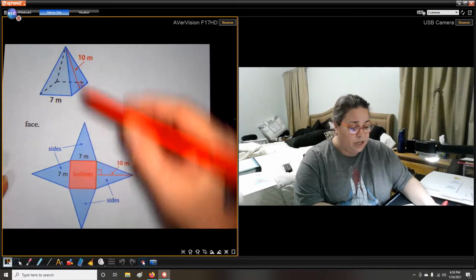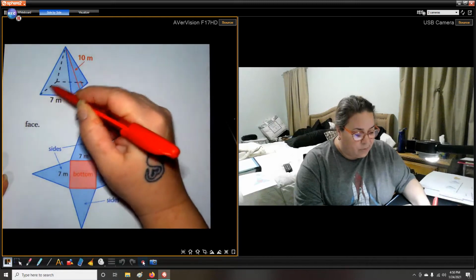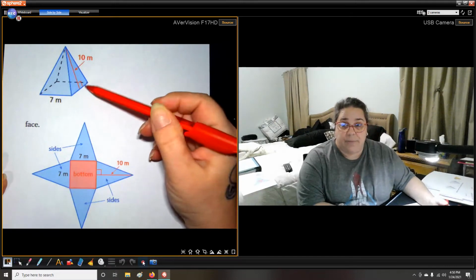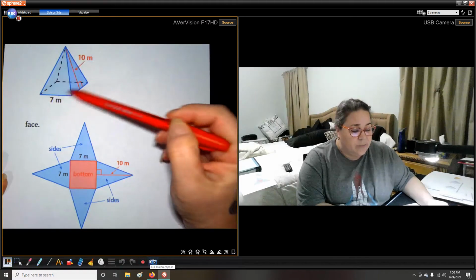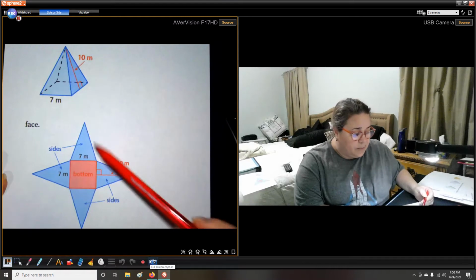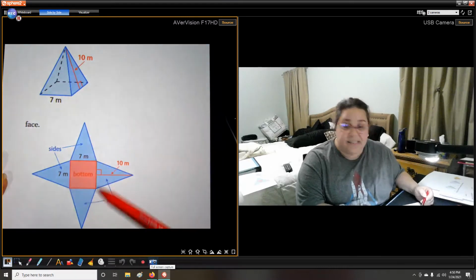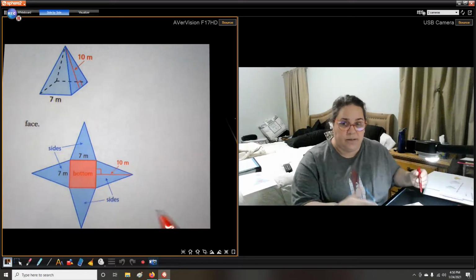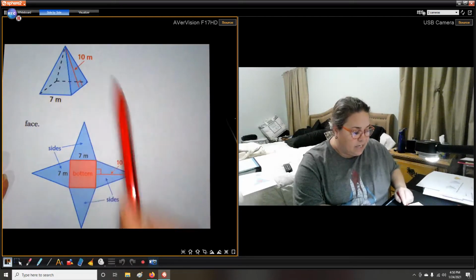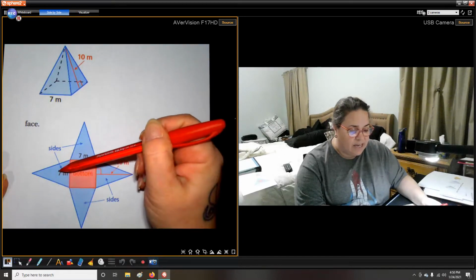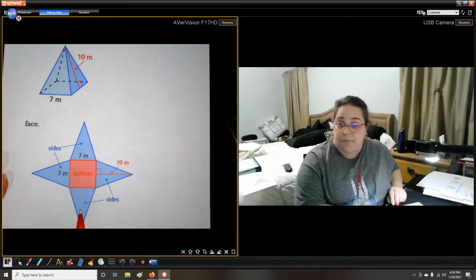And if you look, this is the base of the pyramid, and it is a square. This is the pyramid as a prism. And this is the pyramid, the square pyramid, as a net. So it's unfolded. All right. So this side came down and that's this side. The back came down, that's this side. The left came down, that's this side. And then this is the front.